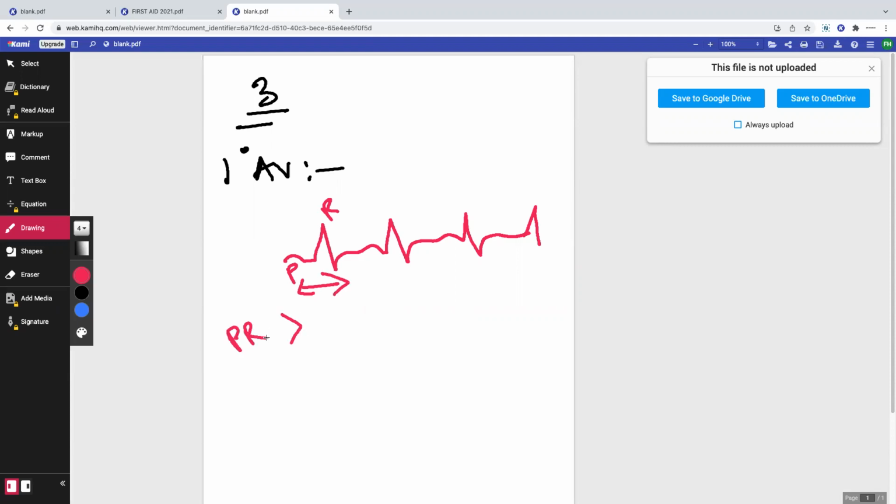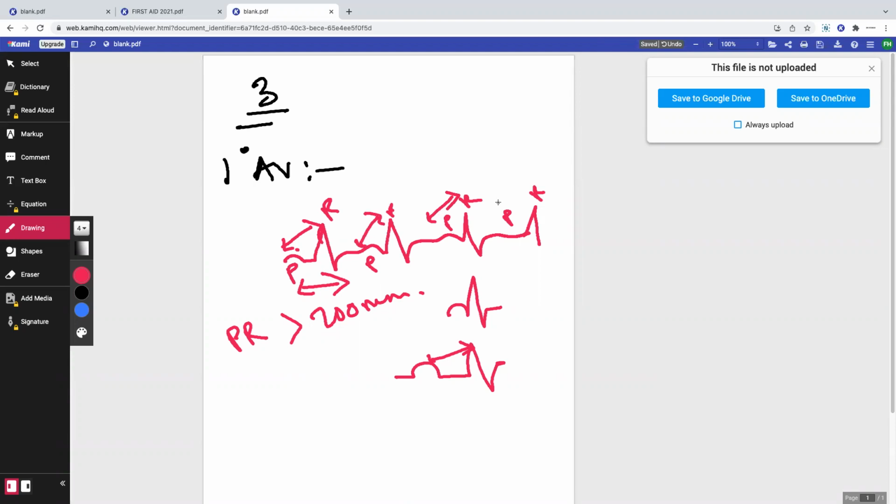So PR interval will be prolonged. How? It will be more than 200 milliseconds. Usually, it should not be this far away. It should be very close, something like this, right? But if we see something like this, PR is prolonged, then this is a first degree AV block. Another way is that although they are far apart, they will be same. All the PR will be same. Are we clear? Although they are far apart, all the PRs are going to be same.